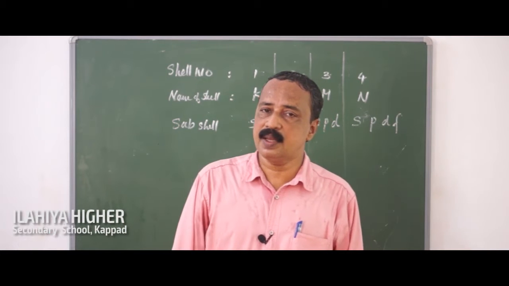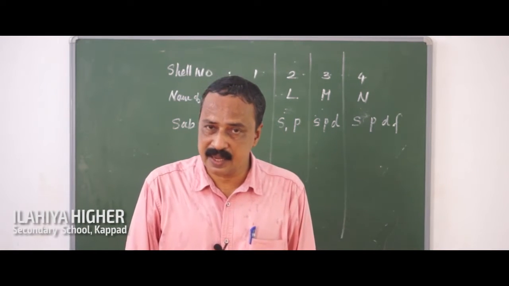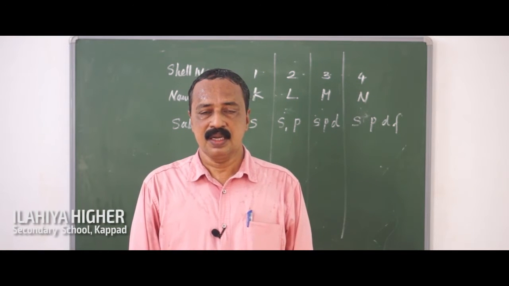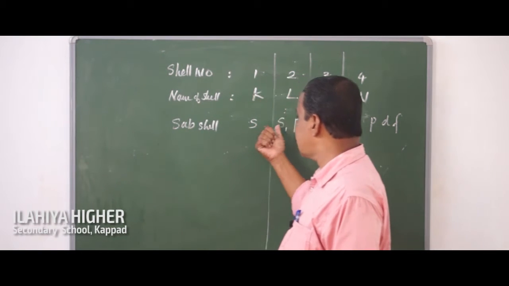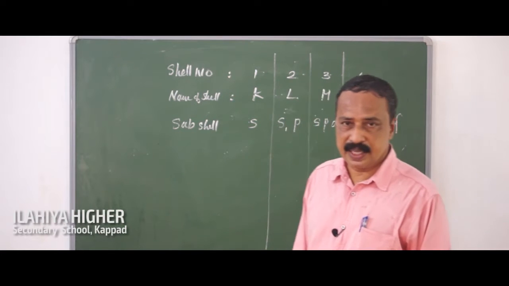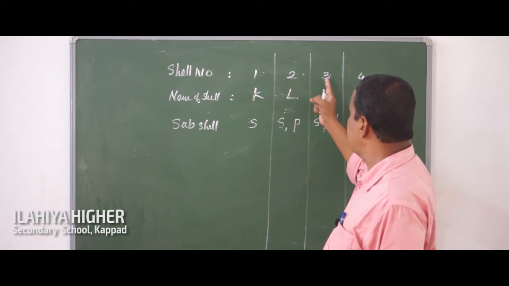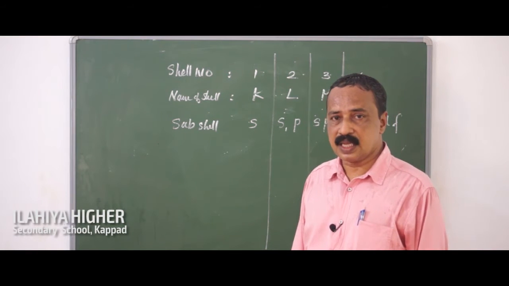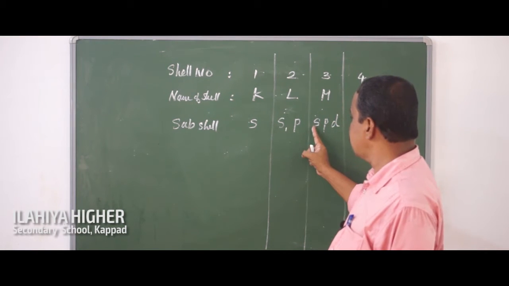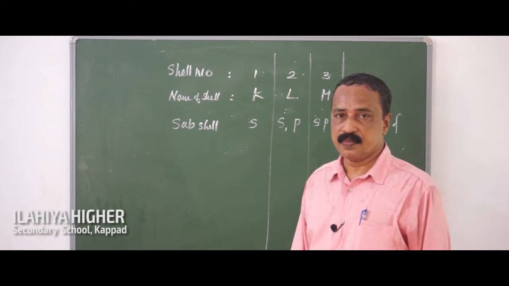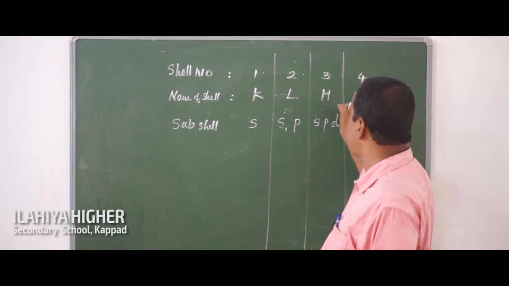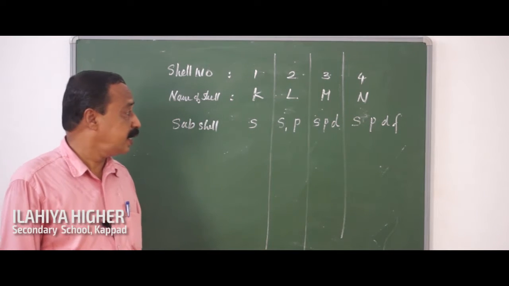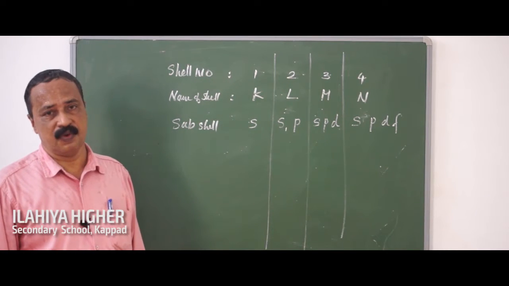Dear students, remember the names of subshells. First shell K, only one subshell, that is S. Second shell contains 2 subshells, S and P. Third shell contains 3 subshells, that is S, P and D. And fourth shell contains 4 subshells, S, P, D and F.